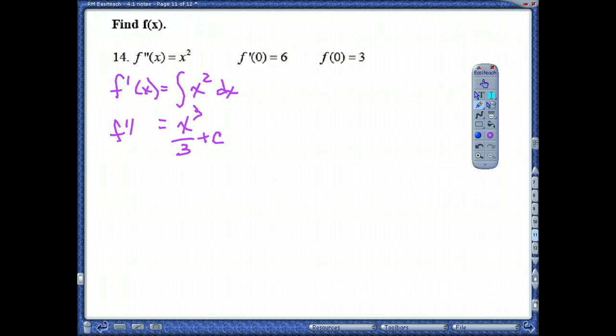But wait a minute, we have a point on our derivative. We know that when we put 0 in for x, and 0 cubed over 3 is 0, we get 6 for y. So c is 6. So here's my first derivative. Exactly.